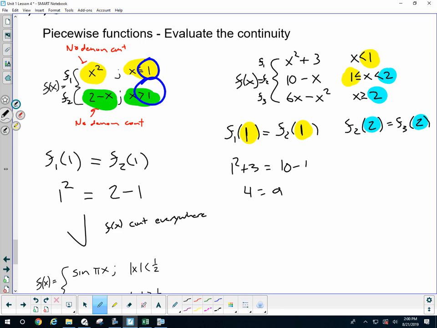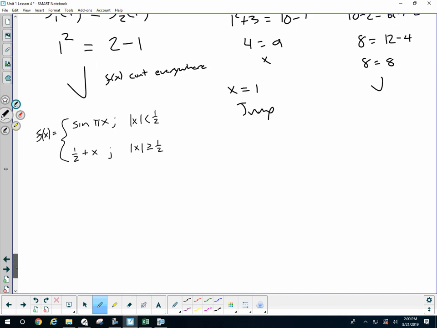4 equals 9. Nope. We have a jump discontinuity at x equals 1. Non-removable jump. This is a piecewise function. They jump. It's not a denominator equal to 0. Here, 10 minus 2 equals 6 times 2 minus 2 squared. 8 equals 12 minus 4. 8 equals 8. We're good. We're continuous at 2. We're continuous except for x equals 1. I don't want to spend time on this. Move on.